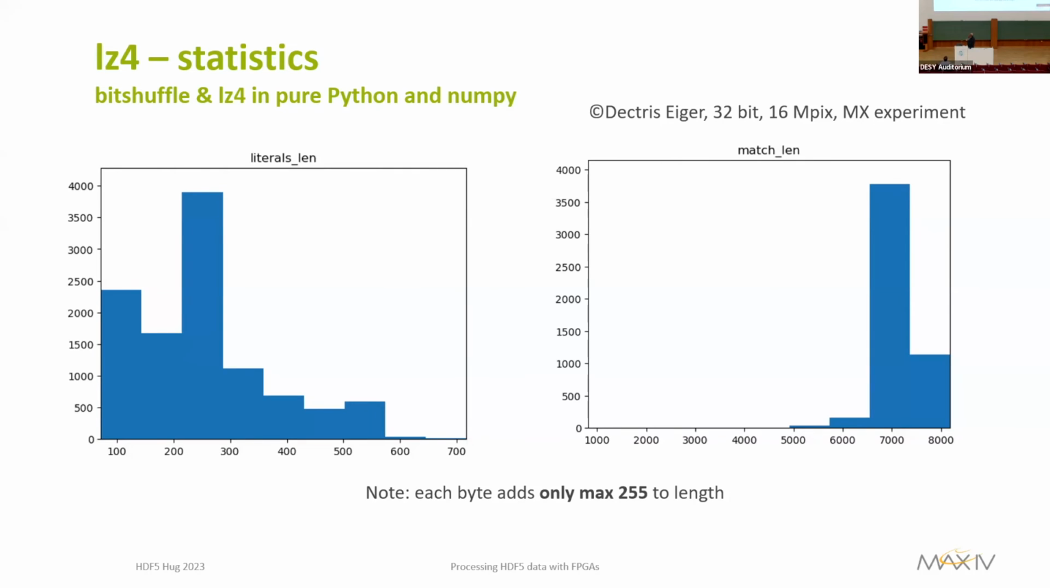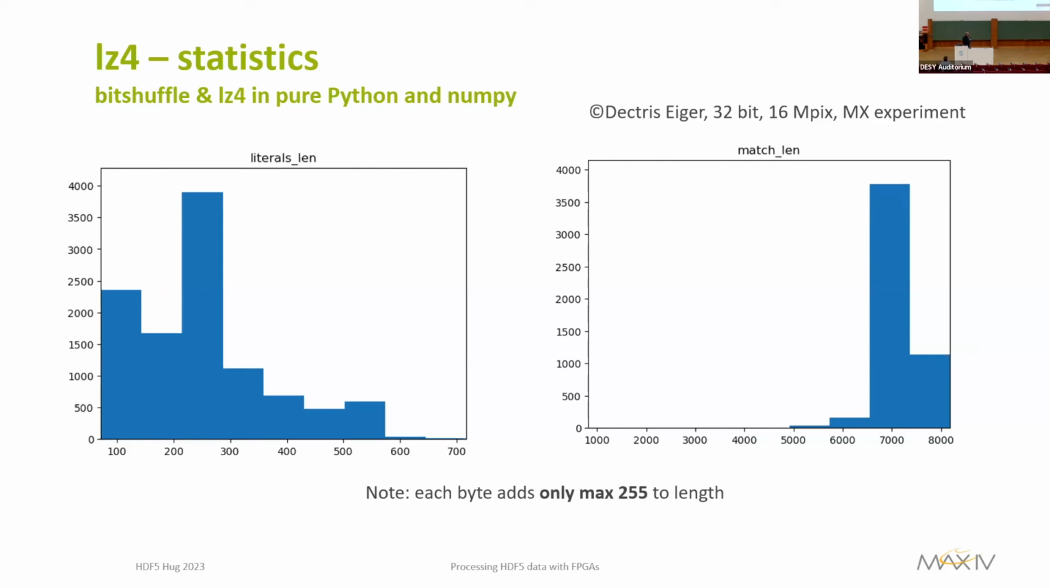Yeah, so I could look into the compressed data, and for example, one could see the histogram of literal lengths in a typical Dectris Eiger 32-bit 16 megapixel dataset from a macromolecular crystallography experiment. I removed the literal length of 1 here, because there is always a peak at 0 or close to 0. It is visible that there can be longer literals. There are sequences that contain up to 600 literals.